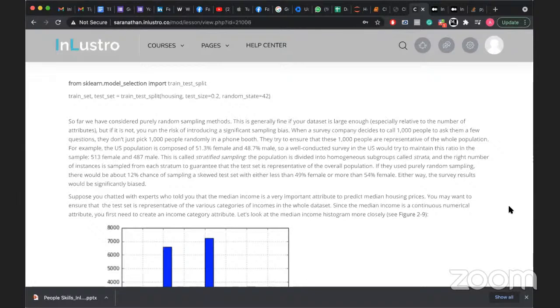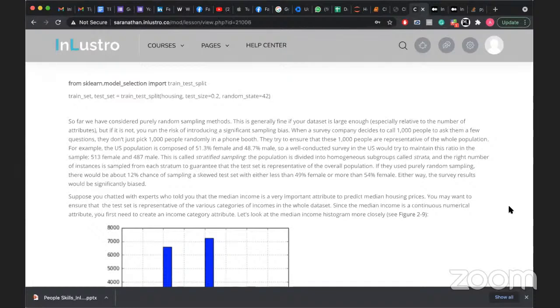So for example, if the US population is composed of 51.3% females and 48.7% males, a well-conducted survey would maintain the same ratio even among the 1,000 people called. So they call 513 females and 487 males. So this is called stratified sampling, right? Population is divided into homogeneous subgroups called strata, and the right number of instances is sampled from each stratum to guarantee that the test set is representative of the overall population. If the purely random sampling method was used, there's only 12% chance of sampling a skewed test set with either 49% male or 54% female. So either way, survey results would be significantly biased.